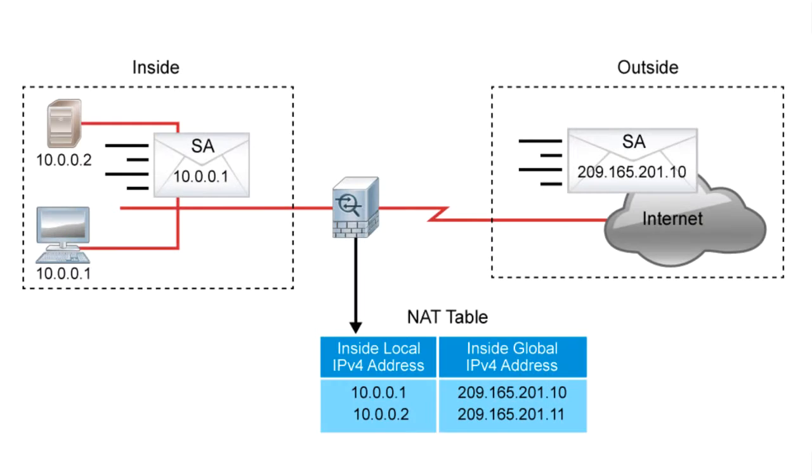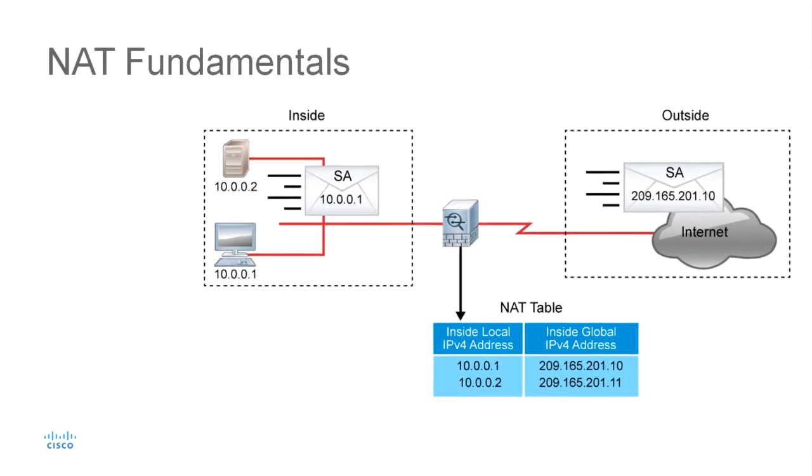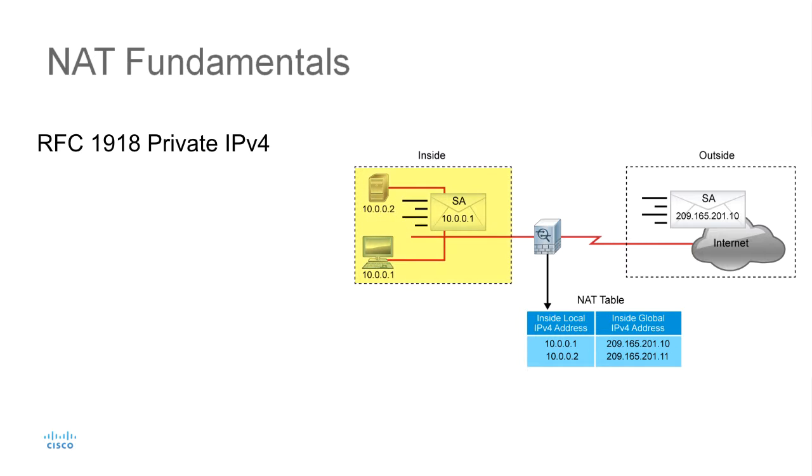In this example, the two inside hosts are each allocated a local IP address. 10.0.0.1 is assigned 209.165.201.10, whereas any outbound traffic from 10.0.0.2 will be assigned to 209.165.201.11.